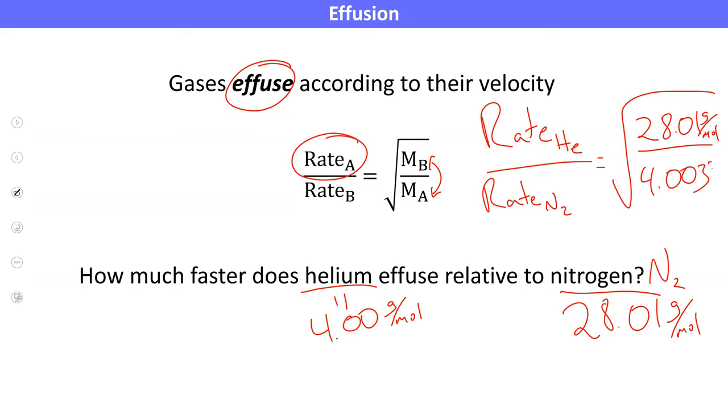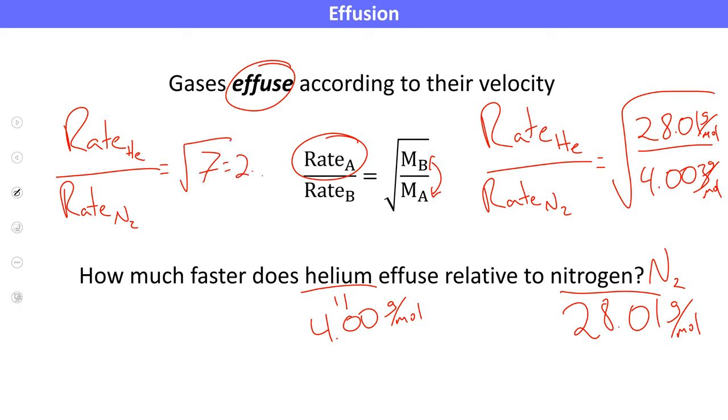Just the same, the grams per mole are going to cancel out, but this just allows us to get a relative answer. So 28 divided by 4 is 7. It's going to be really close to 7, right? And then we take the square root of that. So the rate of helium diffusing compared to the rate of nitrogen diffusing is going to be the square root of 7. That tells us that if we had a container filled with both helium and nitrogen, the helium will escape roughly 2.5 times faster than the nitrogen will.